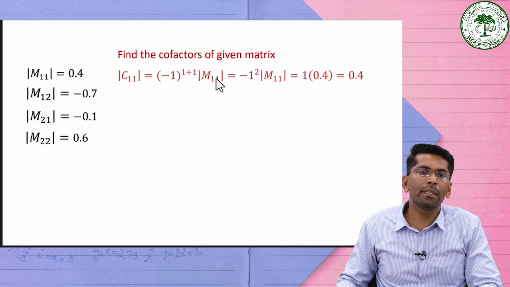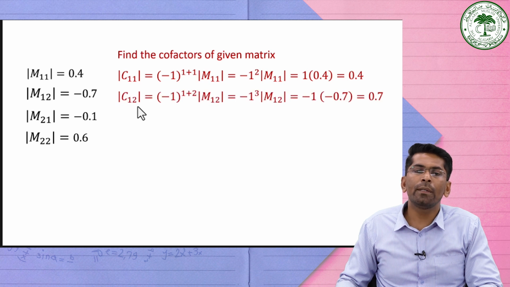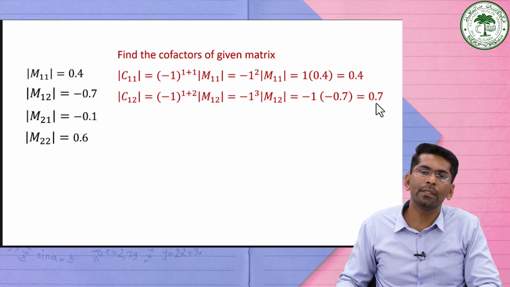So the cofactors here: C11 is minus 1 raised to the power 1 plus 1 into the minor, which is equal to 0.4. So 1 into 0.4 is equal to 0.4. The second cofactor is minus 1 raised to the power 1 plus 2 into the second minor, that is minus 0.7. So minus minus will become plus, so it is 0.7.